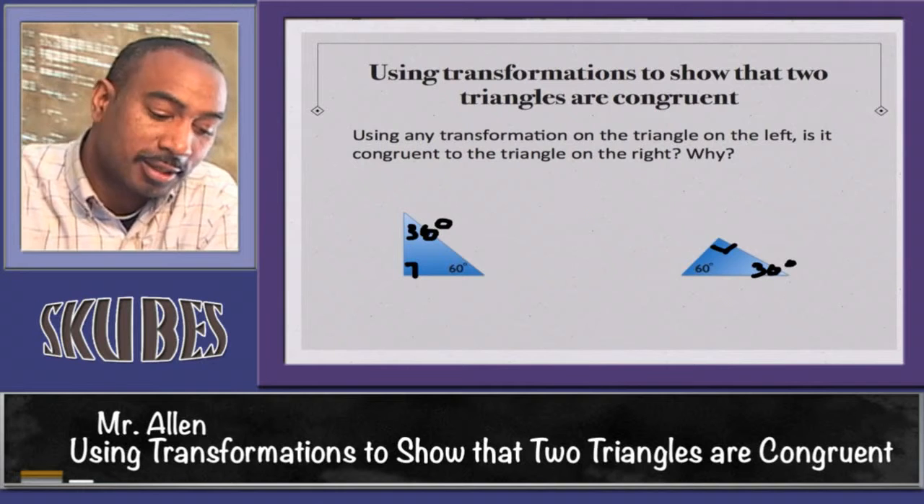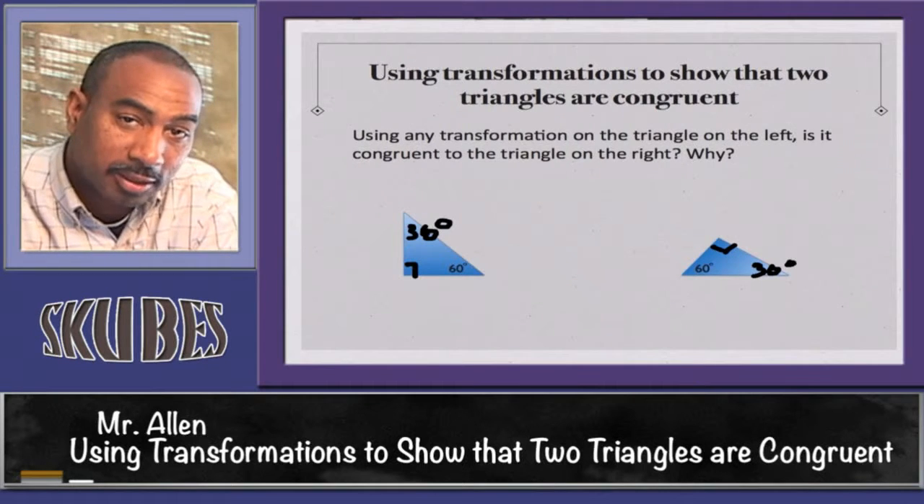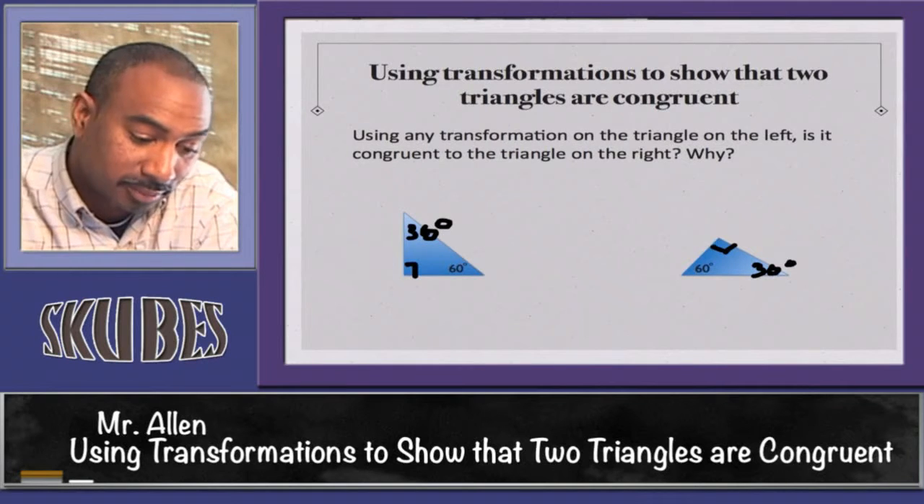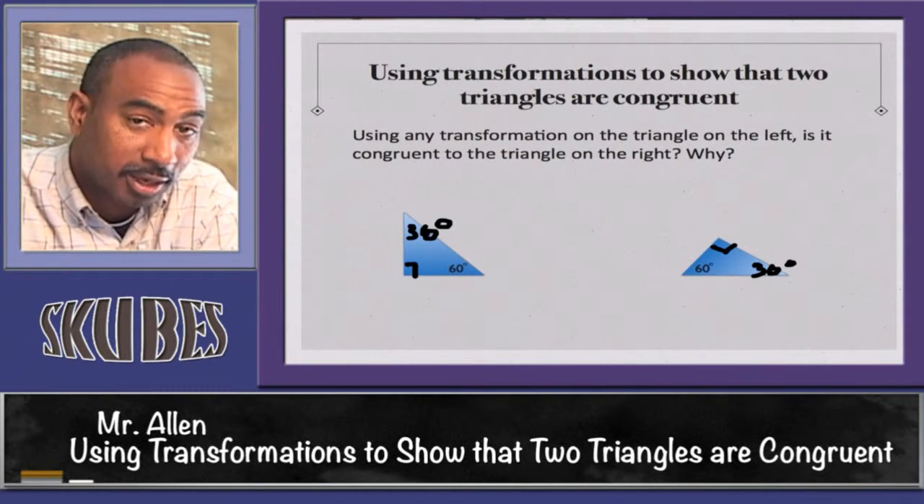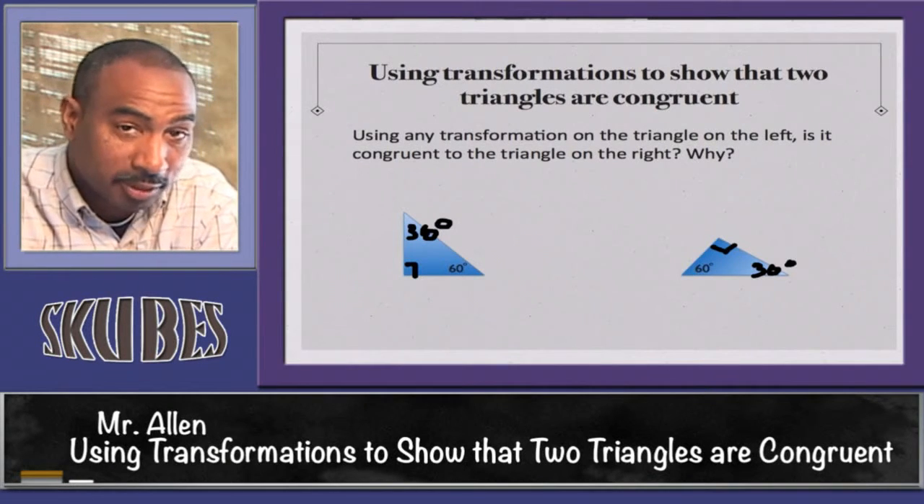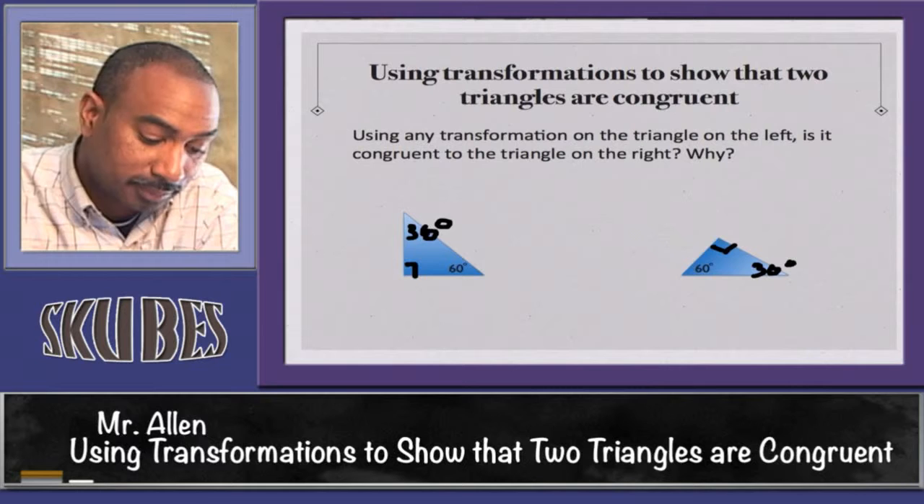It doesn't guarantee that the sides are the same length. It means it's similar, but it doesn't mean it's congruent. So we cannot conclude that these two are congruent just based on the angles, because the size could be different. Same shape, but it could be a different size.